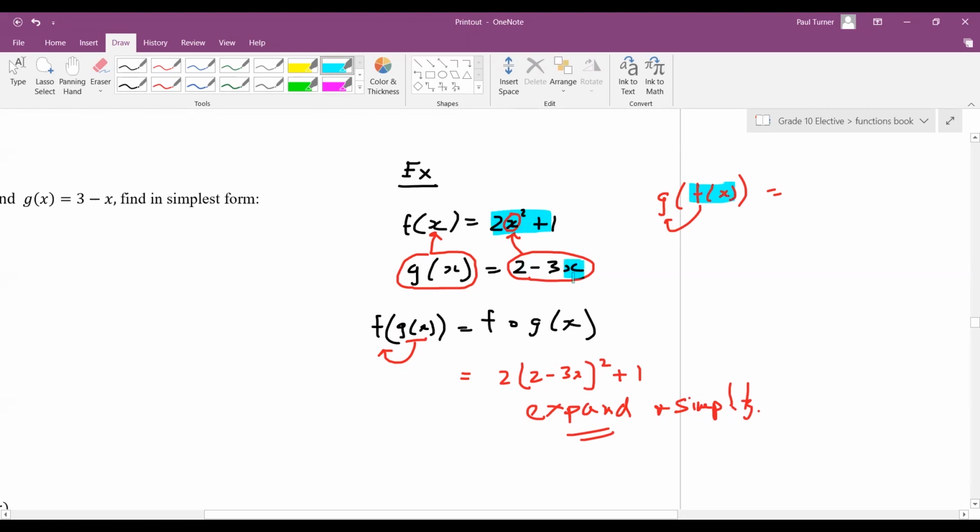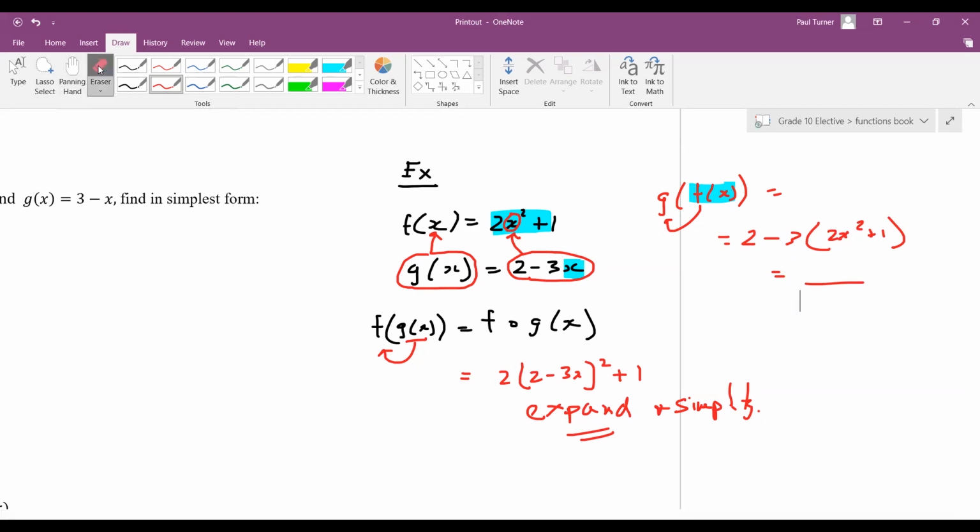So that would go here. It would go in where you see x. So that would be 2 − 3(2x² + 1). So 2 − 3 at (2x² + 1). And you would expand that and simplify it. Okay, that one there.